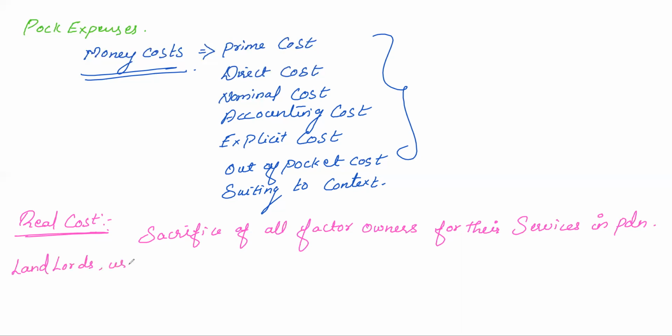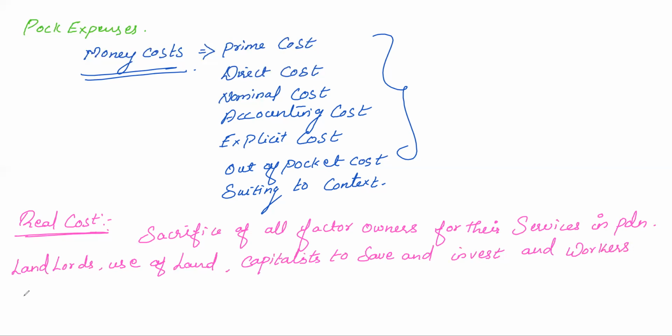So it includes efforts and sacrifice of landlords, then use of land, then capitalist to save and invest, and workers in forgoing leisure.